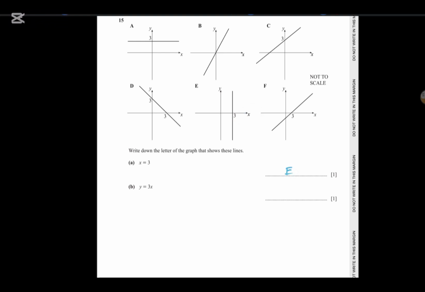E. Y is equal to 3x. Now y is equal to 3x is a graph where if I take any one as 0, the other will also be 0. So it will be passing through the origin. And the graph passing through the origin is B here. You have to understand in this way. Question number 15 is done.